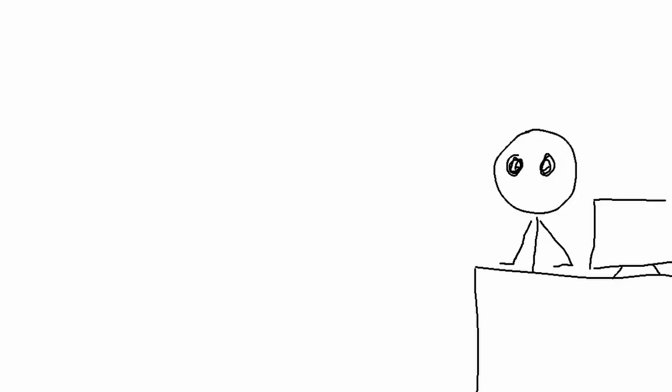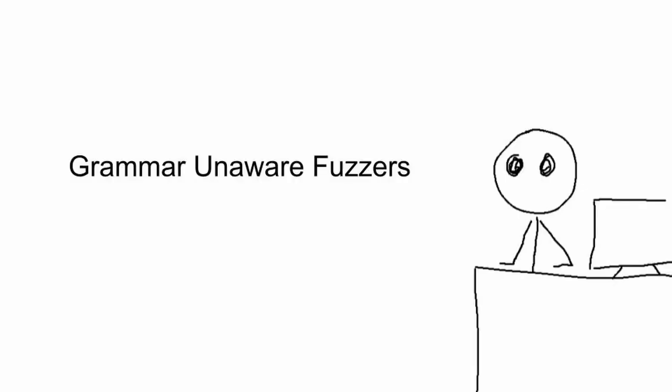Now, you might have heard me say the phrase grammar-aware fuzzer, and to understand what that is, let's break down what a grammar-unaware fuzzer is. To put it simply, a grammar-unaware fuzzer is just a fuzzer that has no concept or understanding of what the grammar rules are for the input that the application needs.